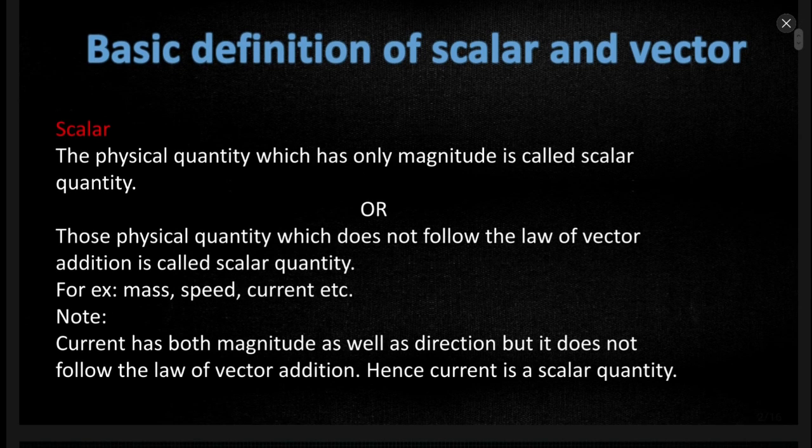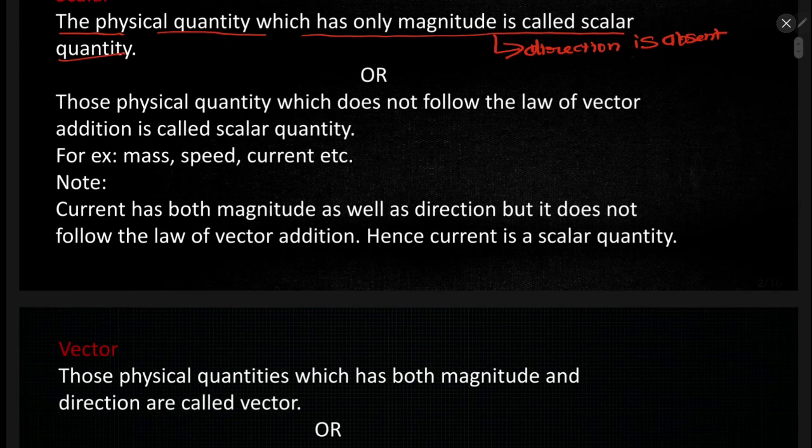Scalar, the physical quantity which has only magnitude is called scalar, which means direction is absent. Or scalar can be also defined as the physical quantity which does not follow the law of vector addition.